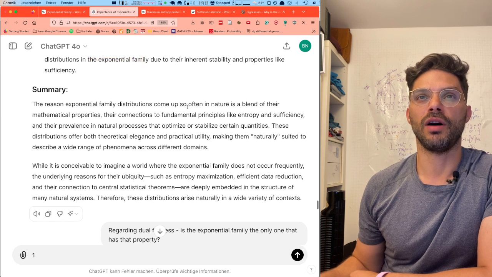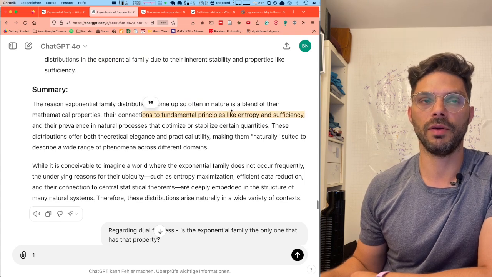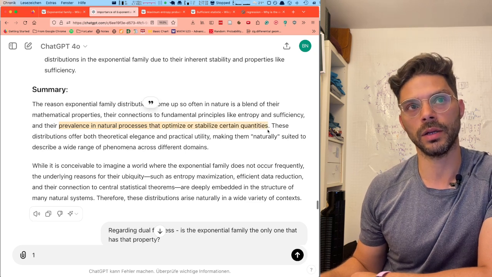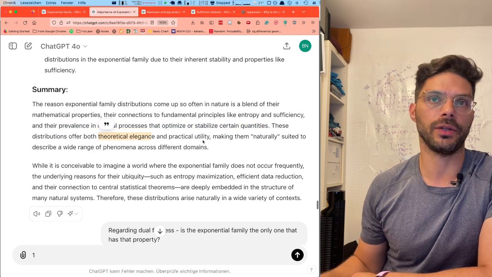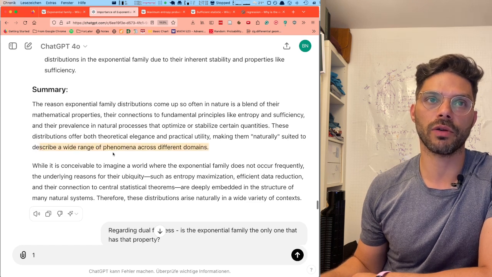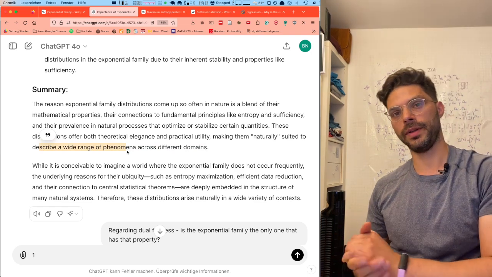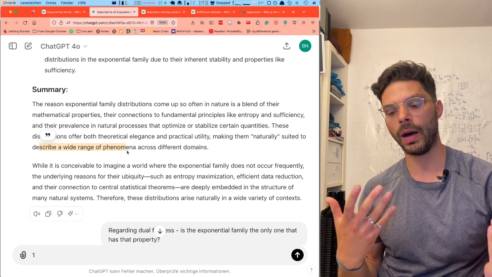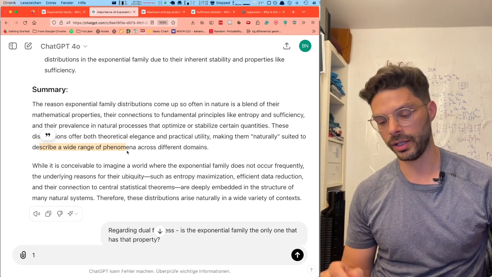So in summary, it is often a blend of their mathematical properties or connections to fundamental principles like entropy and sufficiency, and their prevalence in natural processes that optimize or stabilize certain quantities. These distributions offer both theoretical elegance and practical utility, making them naturally suited to describe a wide range of phenomena across different domains. So hopefully that was useful in motivating why we might care about the exponential family.